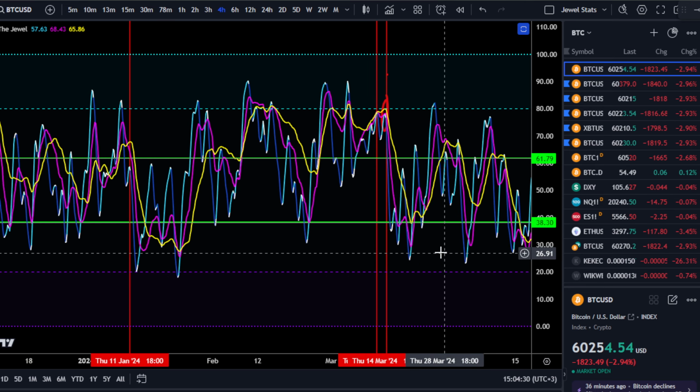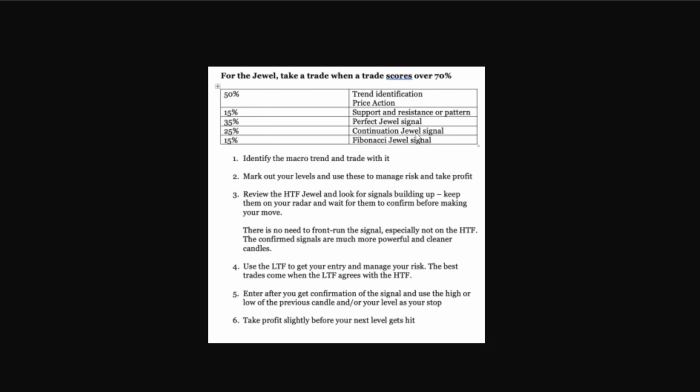Let's see. Well, in this case, we could easily say that if you are in an uptrend and you see a signal around the 38.2 level for a long trade, we're going to look at that condition as fulfilled here. So 25%, we're going to assign it 25 points. So if you see uptrend plus that jewel signal in that region, okay, we take that.